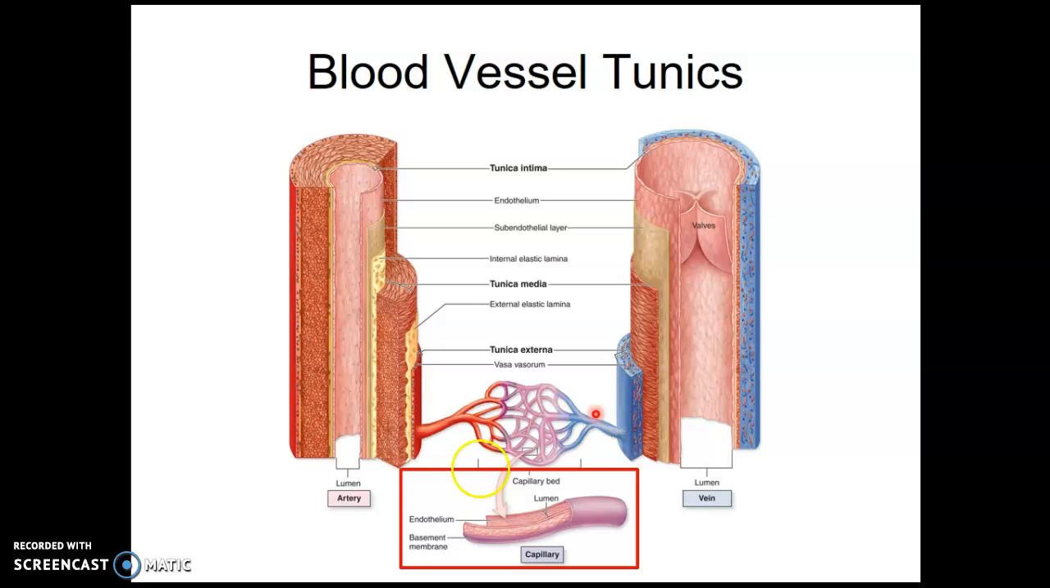Oh, and here's our capillary right here. Our capillaries are different. They do not have these three layers. They have a single layer. They have an endothelium and a basement membrane. So capillaries do not have these three tunics. Excuse me, they have one tunic. And when we see the word lumen, lumen just means the size of the opening through which the blood is going to flow.